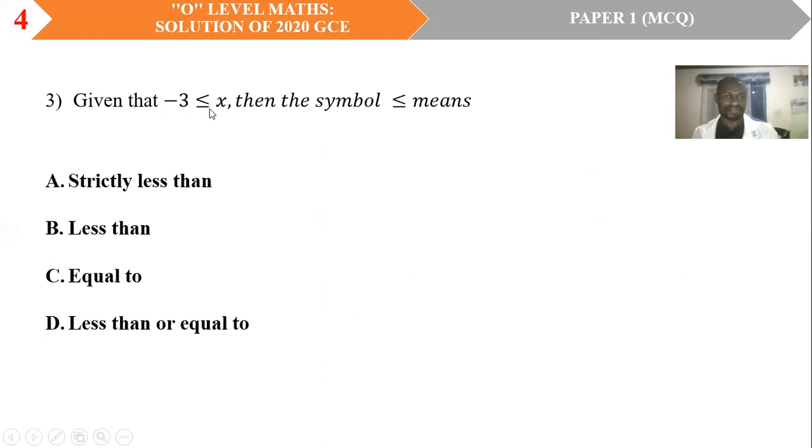Question 3. Given that x is greater than or equal to -3, we start reading from the variable. Now if x is greater than or equal to -3, it means that the number -3 is less than or equal to x. So the symbol in this case means that -3 is less than or equal to x. That means less than or equal to.